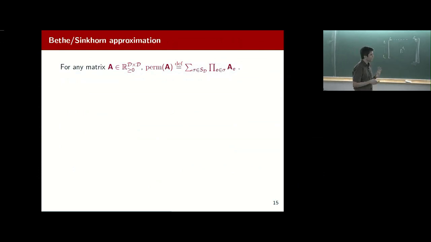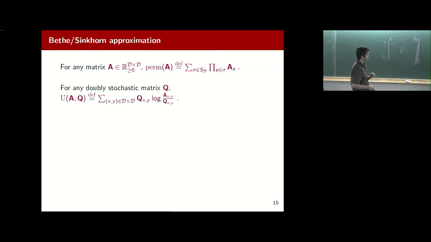What's the permanent of a matrix? Just to make sure we're on the same page. Given a matrix A, take all possible generalized diagonals and the product of the entries along the generalized diagonals, and sum over all these terms. Right? That's the permanent. Okay. So let me give you the form of two known approximations in the literature for the permanent.